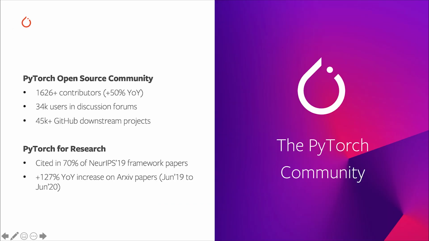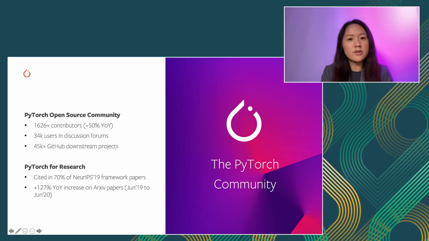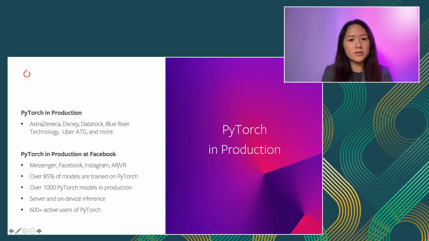These principles worked well so far. The PyTorch team built a strong community. It has been well supported by the open source community with more than 1,600 contributors, 34,000 users in discussion forums, and 45,000 GitHub downstream projects. It is also strongly received by the research community with a lot of citations from newer NeurIPS papers and arXiv papers.